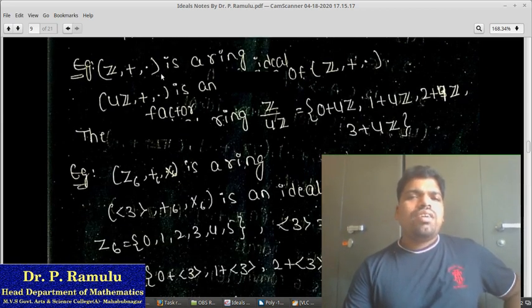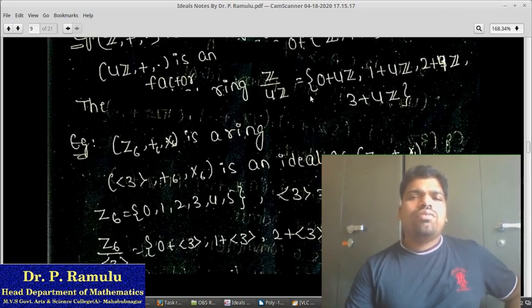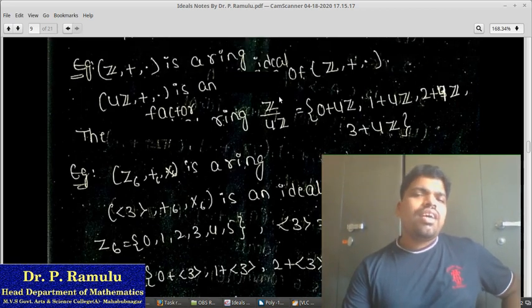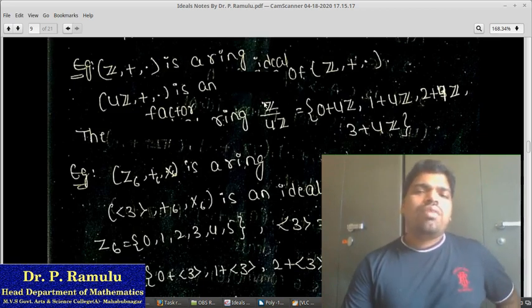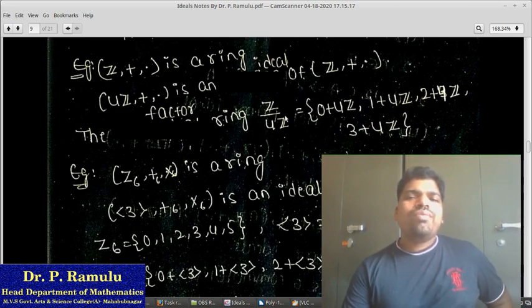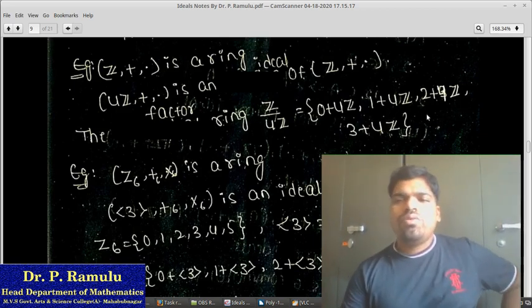So let Z, plus, dot be a ring. I am verifying examples of factor rings. 4Z, plus, dot is an ideal of Z, plus, dot. Z by 4Z equals the set of r plus 4Z such that r belongs to Z. After getting all values, we have 0 plus 4Z, 1 plus 4Z, 2 plus 4Z, 3 plus 4Z.